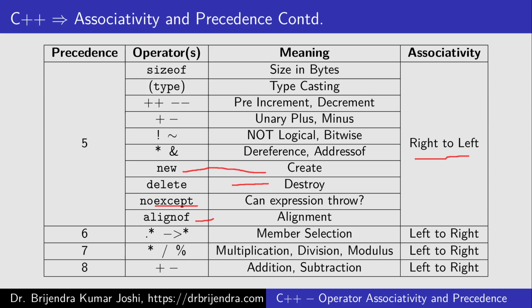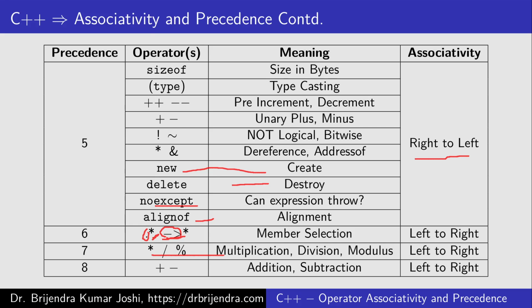Then the member selection. So this actually points to the member of a class or a structure. This also points to a member of a class or a structure, but here this symbol is nothing but a pointer, and this is the entity itself. Then the commonly used three operators, multiplication, division, modulus, they are left to right.